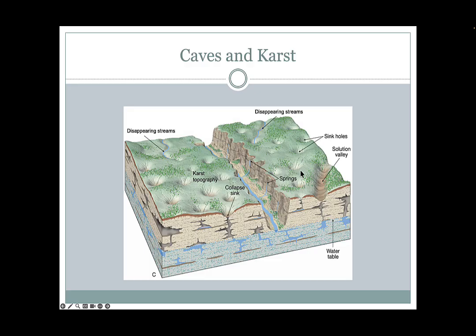Sometimes if some of these line up, if for example there was an underground river beneath some of these sinkholes, sometimes we can get an entire underground river system collapse in on itself into something called a solution valley.